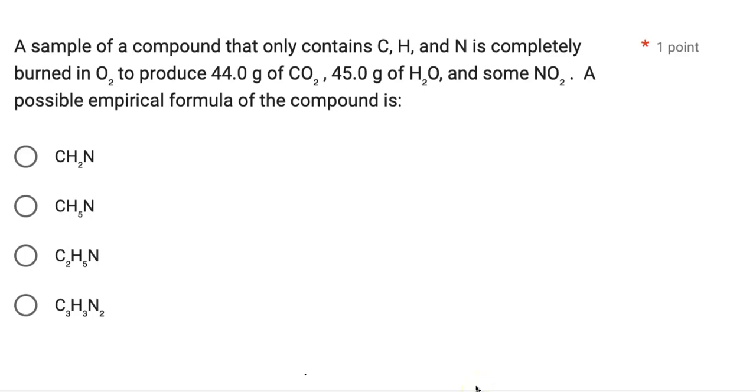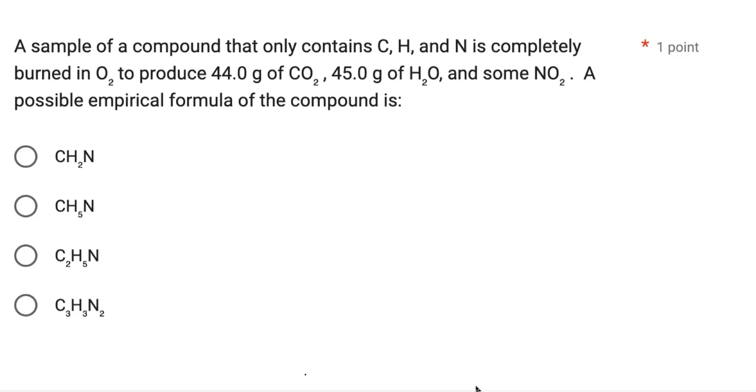All right, in this problem, this is an experimental analysis of a compound problem. And so it says a sample of a compound that contains the elements carbon, hydrogen, and nitrogen is completely burned in oxygen, and it produces 44 grams of carbon dioxide, 45 grams of water, and then some nitrogen dioxide. And so it wants to know a possible empirical formula for this compound.